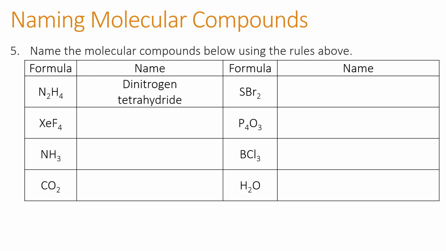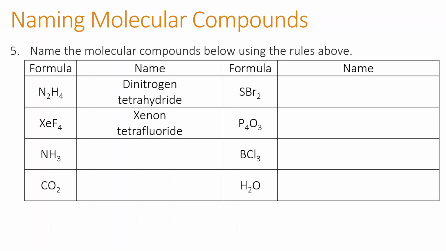Next we have Xe, that's xenon. Now there's only one of them, but we're not going to start any names with mono, so we're just going to call this xenon. Now fluorine is going to become fluoride, and there's 4 of them, so that would be tetrafluoride. So we are using our prefixes to indicate how many. We are changing the second element to end with "ide," and we never start with mono.